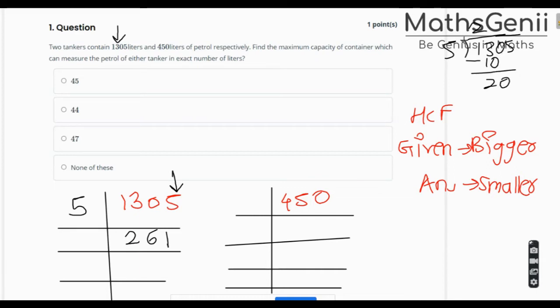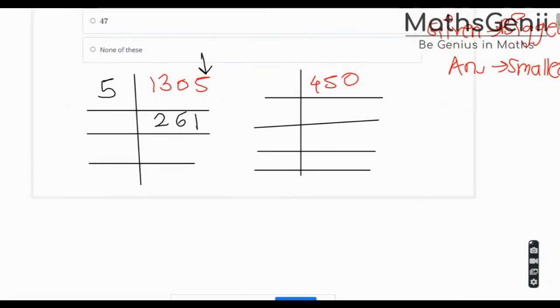So you can divide and write. 6 fives are 30, 0, 5 comes down, 5 ones are 5. So 261. So you can divide and write, but I am writing directly because I am calculating in my mind.